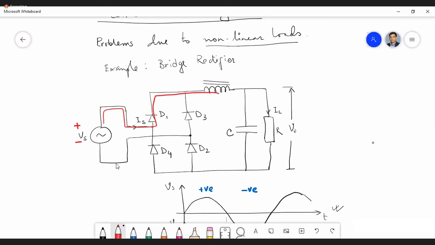So that means the current will flow like this, and then it will return back to this. So this way, the current will flow.